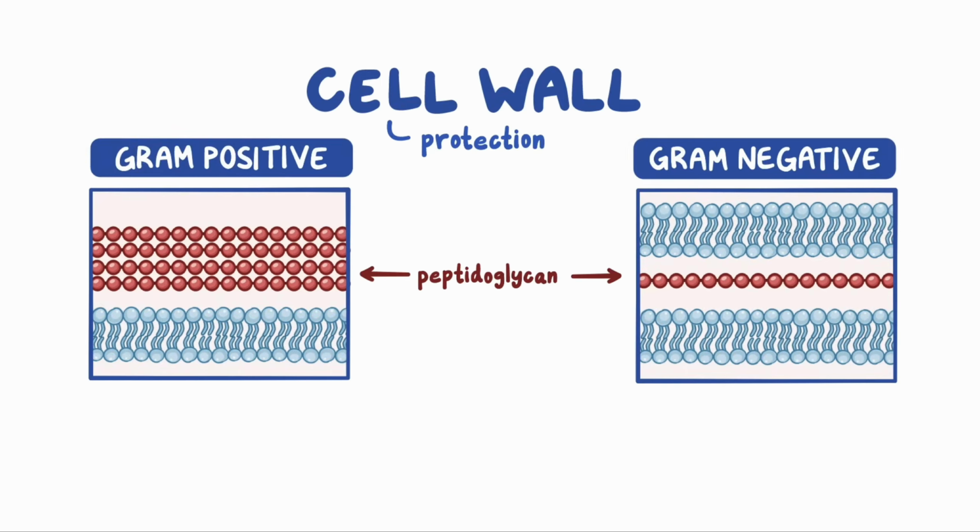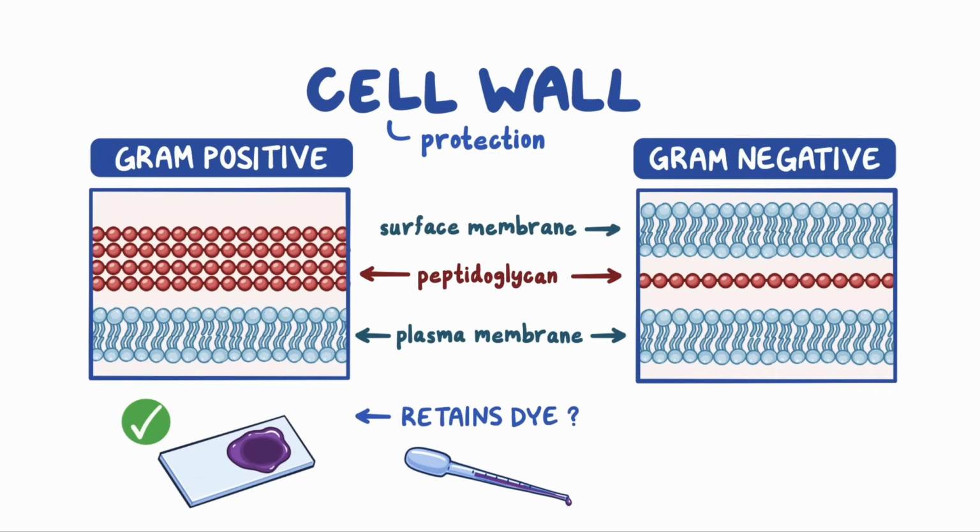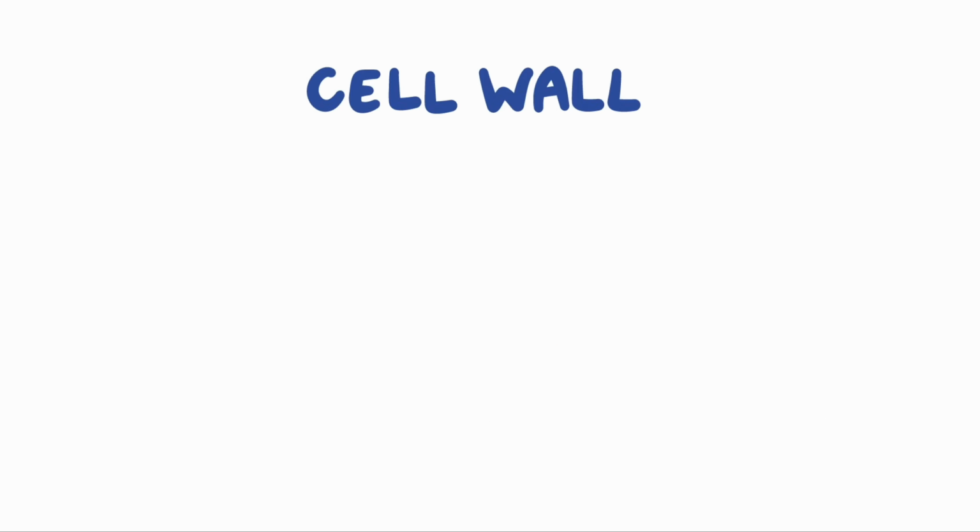Gram-positive bacteria have a single thick layer of peptidoglycan above the plasma membrane, which allows them to retain the staining dye. And gram-negative bacteria have a thinner layer of peptidoglycan sandwiched between the surface membrane and the plasma membrane, so they can't retain the dye. Additionally, the cell wall helps maintain their shape.